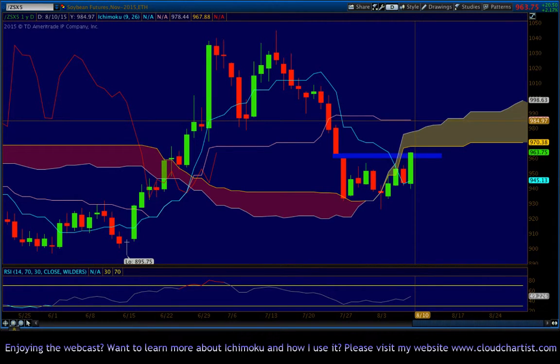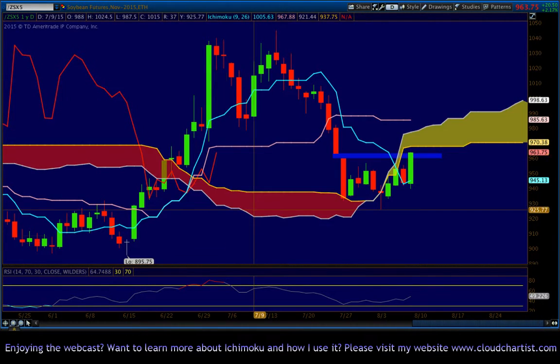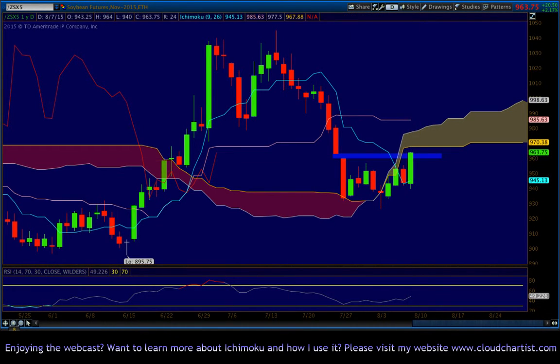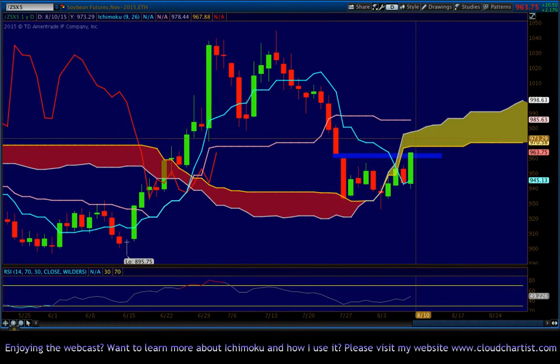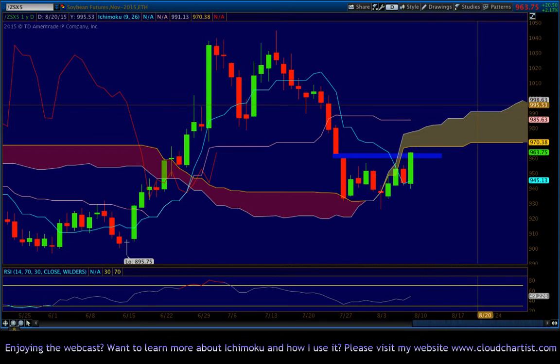But overall this chart is still bearish because we didn't make it over the cloud yet. So keep that in mind. And the cloud is rising, you know, and that's kind of bullish. So if we do make it over the cloud, this could easily become a pretty nice bullish trade. But not until.